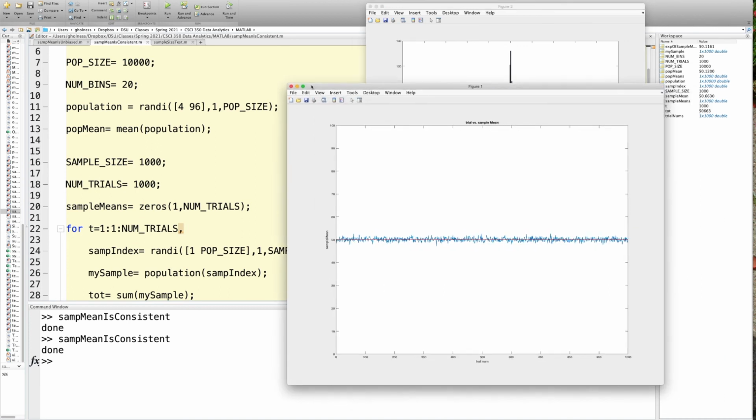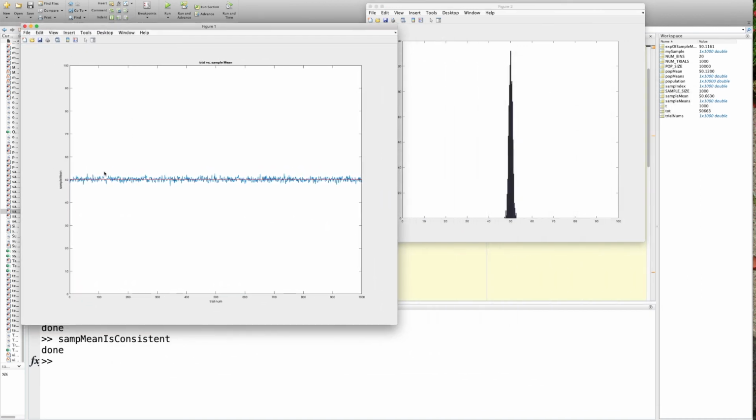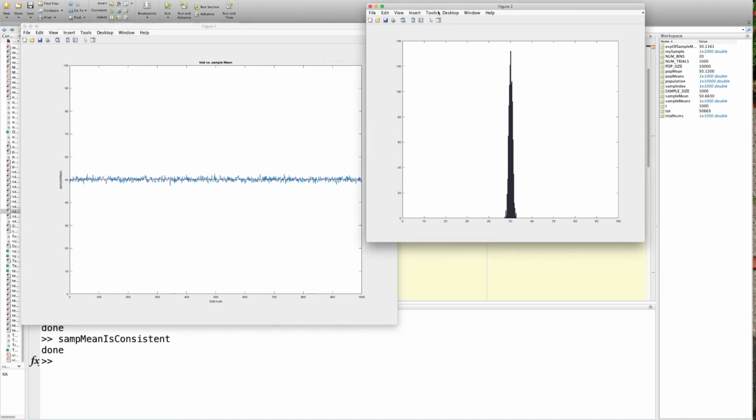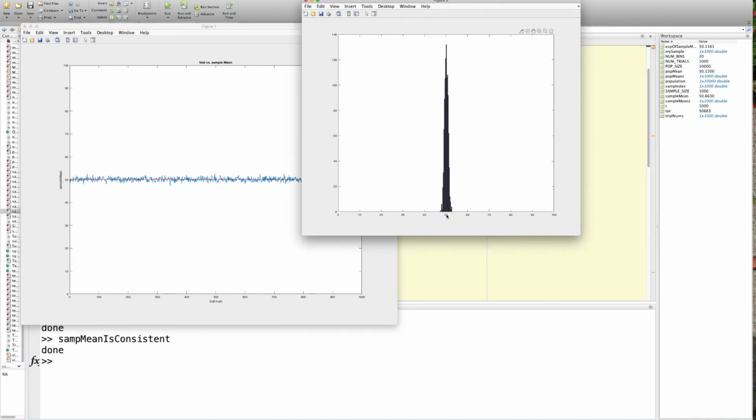So let's try this out. And you'll notice here, my variability in the sample mean over my 1,000 trials is much smaller. It's not quite as jagged. And you'll notice here the distribution of my sample means. Well, here's 50. That hasn't changed. But you notice the variance or standard deviation for that distribution of sample means, that sampling distribution, is much, much narrower. And so this is exactly what consistency means.